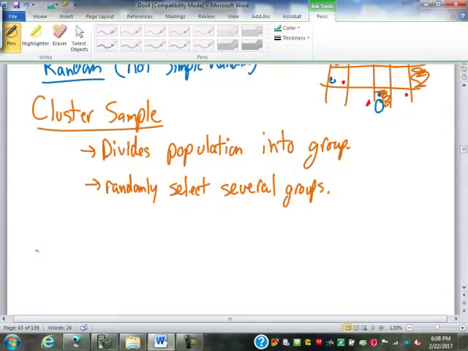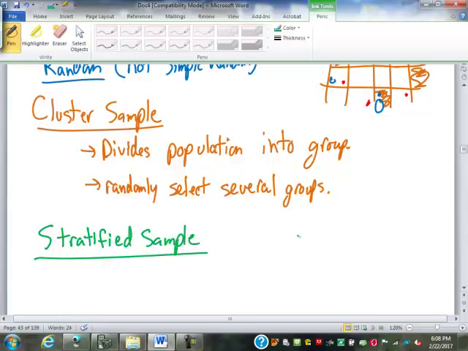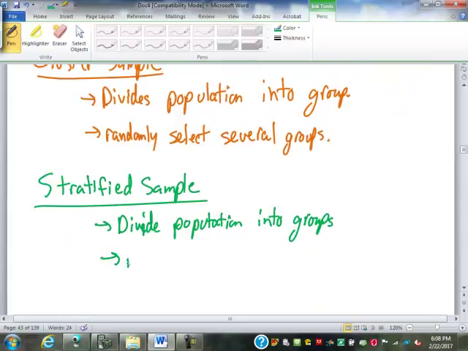The next one is what we're going to call a stratified sample. In a stratified sample, you still divide the population into groups. But this time, rather than selecting whole groups, you randomly select a specific number from each group.